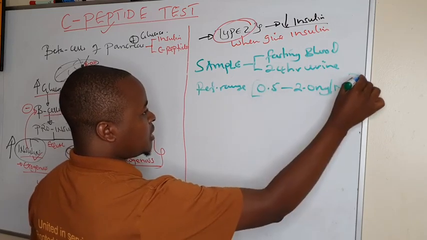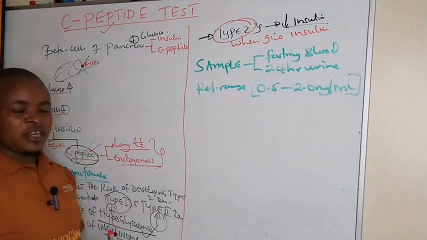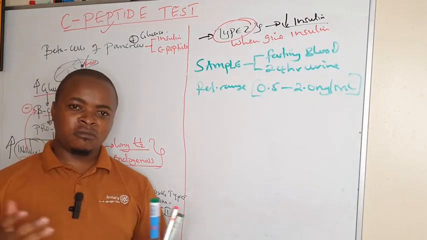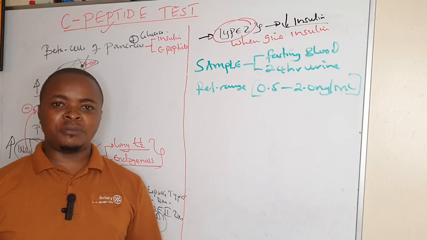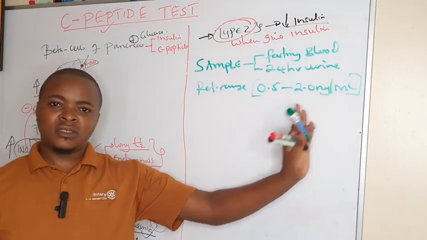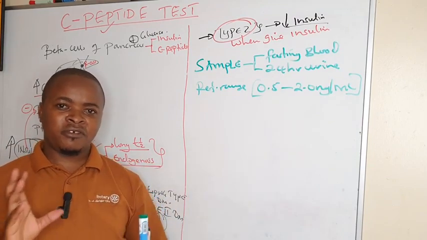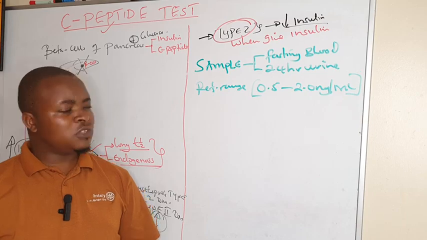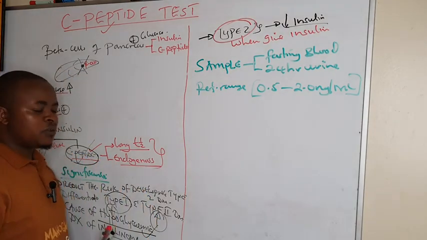But this is not standard. The reference range can differ from one manufacturer to the other, or from different labs. So others can be maybe between 0.8 to 3.8. So they can easily be different. And we're going to see that in result interpretation.